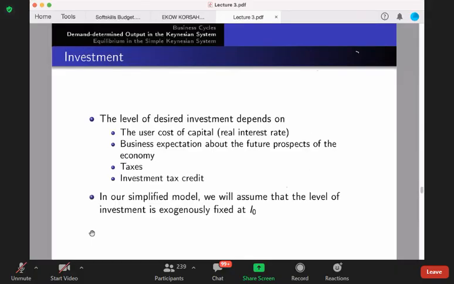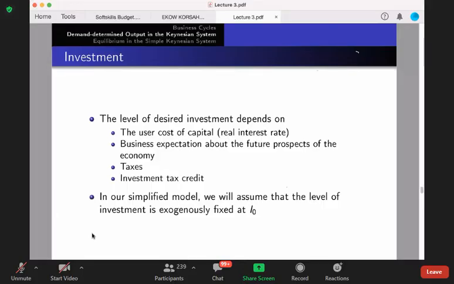Let's look at the determinants of investment. Investment depends clearly on interest rates. When the interest rate is high, you invest low. When interest rate is high, credit is expensive, so you don't go chasing funds. You chase the funds when the interest rates are low, and you get the funds, invest them, and get more profit.